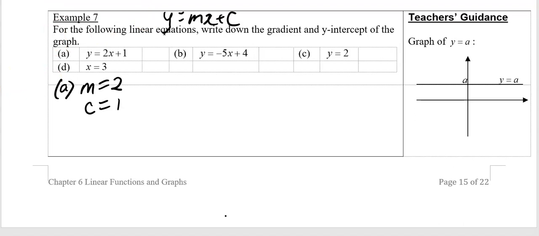Now for part B, where we look at y equal to minus 5x plus 4, same scenario as part A, we do a comparison and we realize that for part B, our gradient m is equal to minus 5 and our y-intercept c is equal to 4.